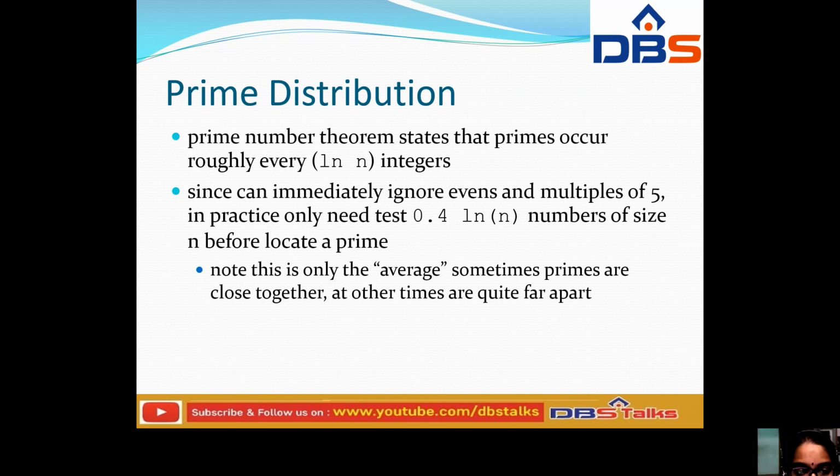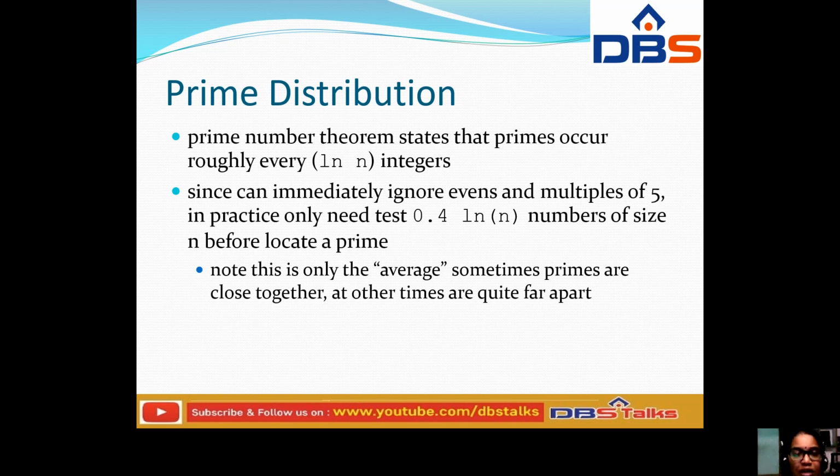So how are we going to consider the prime distribution? See, the prime number theorem states that primes occur roughly every ln(n) integers. If you take this example, we can immediately ignore even numbers, and if it is a multiple of 5, we can definitely ignore that.